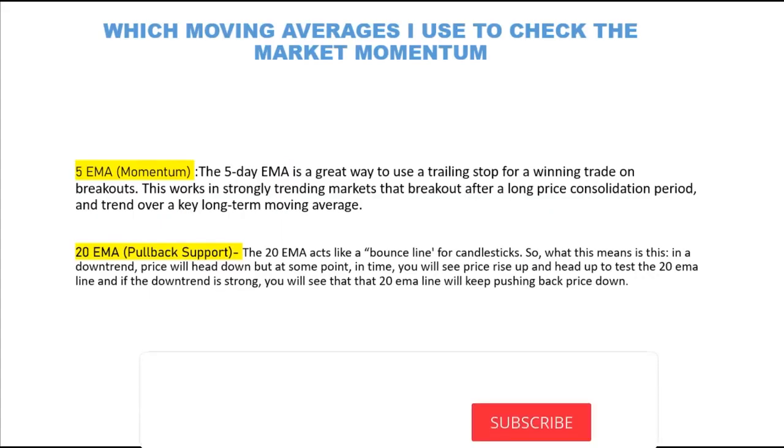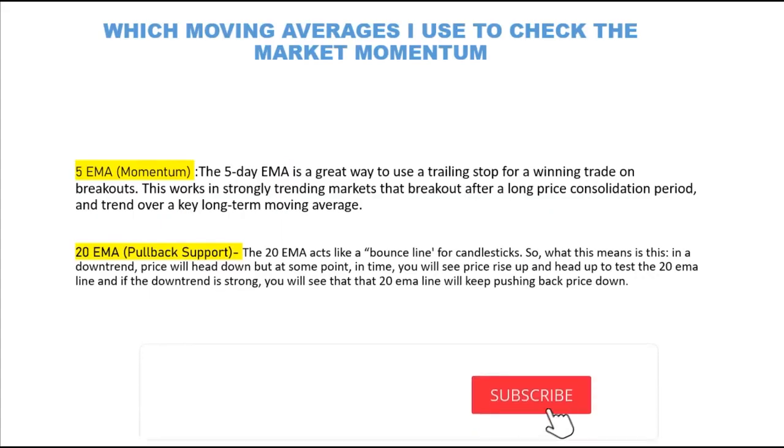Which moving averages do I use to check the market momentum? I can say it is 5 EMA and 20 EMA. Why 5 EMA? Because you can use 5 EMA as a trailing stop loss if you are in a long trade or in a short trade. 20 EMA is like a pullback support. Also, 20 EMA acts like a bounce line for the candlestick.